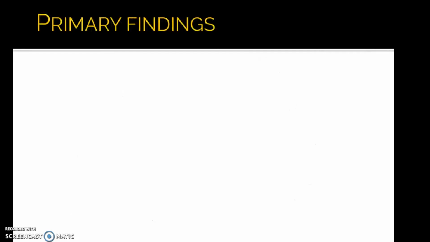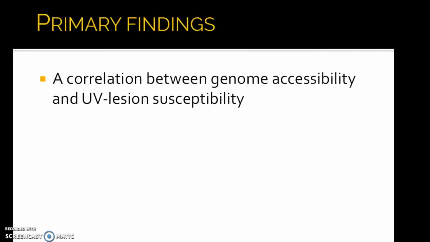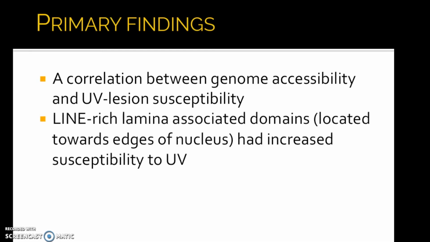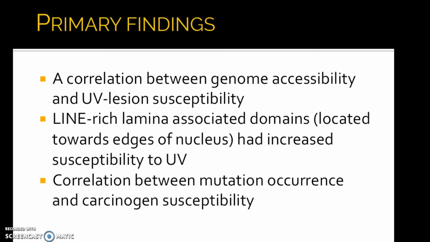This study had multiple primary findings. They found a correlation between genome accessibility and UV lesion susceptibility. LINE-rich lamina-associated domains, which were located towards the edge of the nucleus, they found to have increased susceptibility to UV. And they found a correlation between mutation occurrence and carcinogen susceptibility.